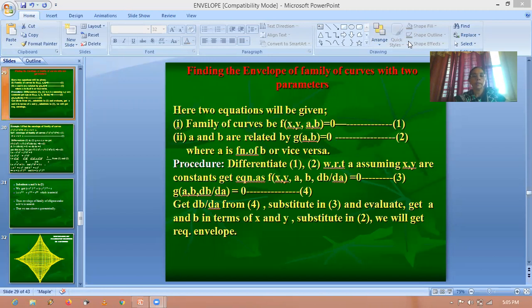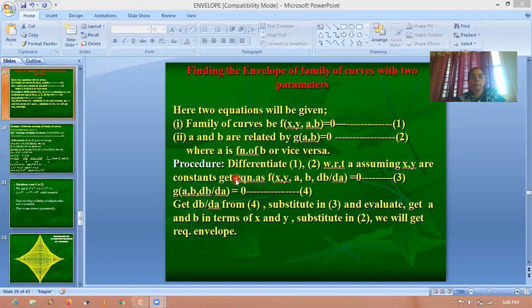Hi friends, I'll start with the next topic: finding the envelope of a family of curves with two parameters. If two parameters are given, then two equations must be given to get the envelope. The procedure: the family of curves f(x, y, a, b) = 0 with the two parameters a and b, and another equation giving the relation between a and b. Using these two equations, you have to find the envelope of the family of curves.